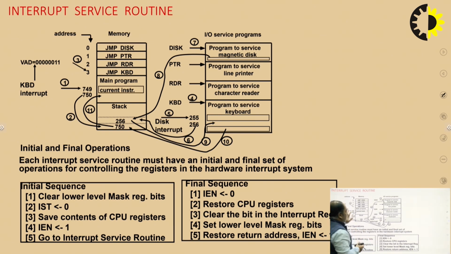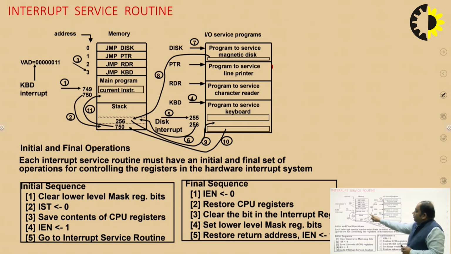So there is a program in which the current instruction is at address 750. Now when an interrupt arises, it is serviced through the input output service program. So if the address is 750, we initiate at the line printer, or we initiate at the character reader, or we initiate at the keyboard.